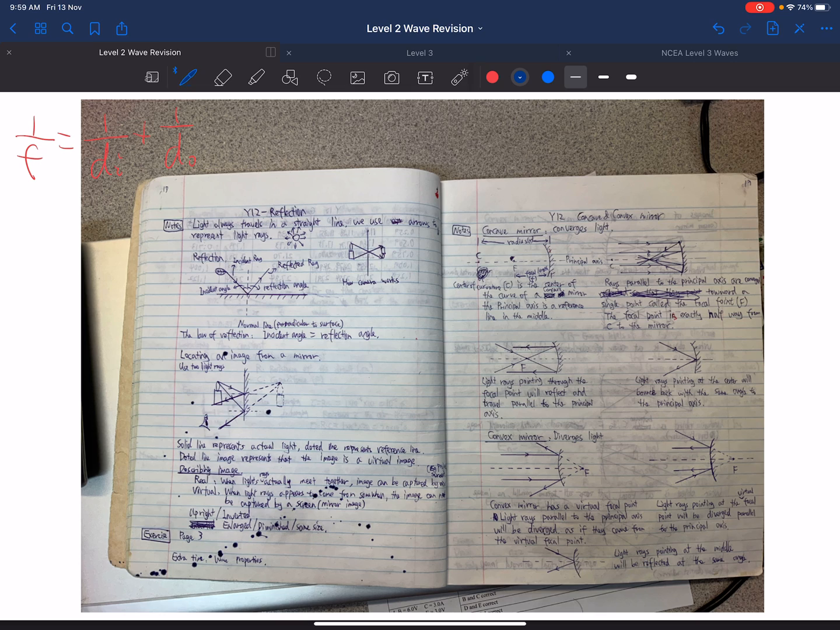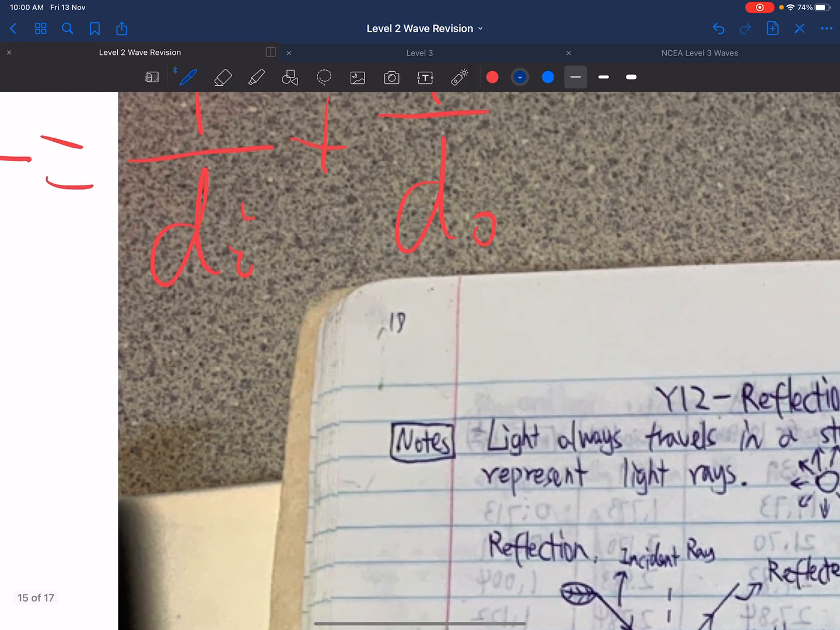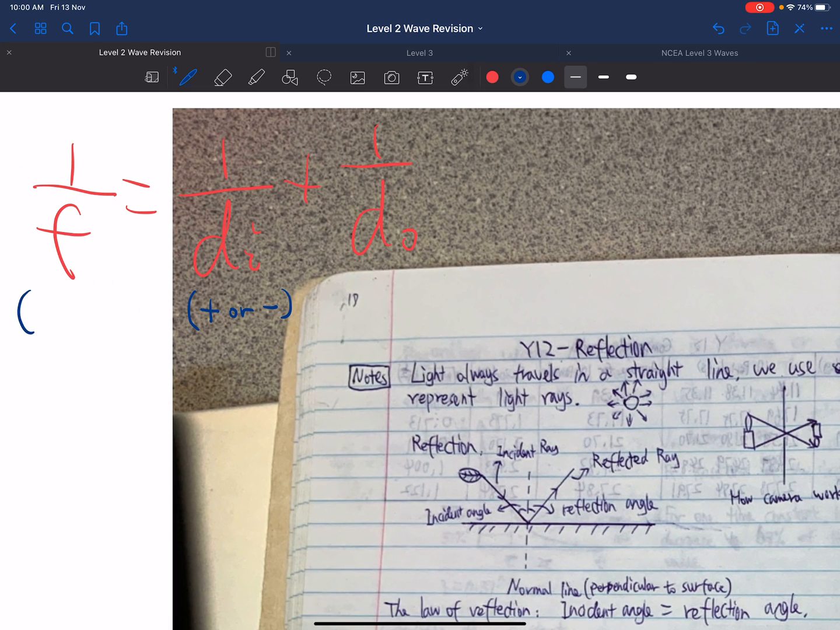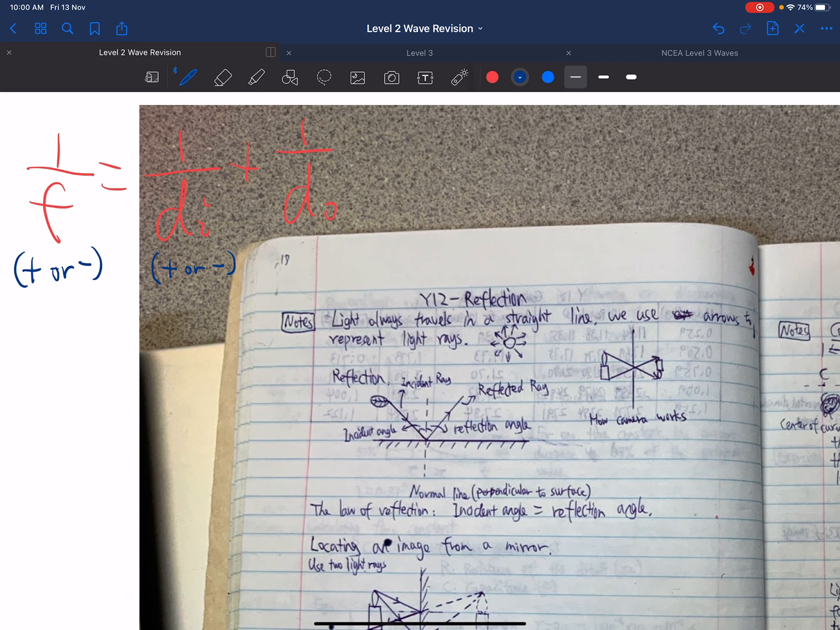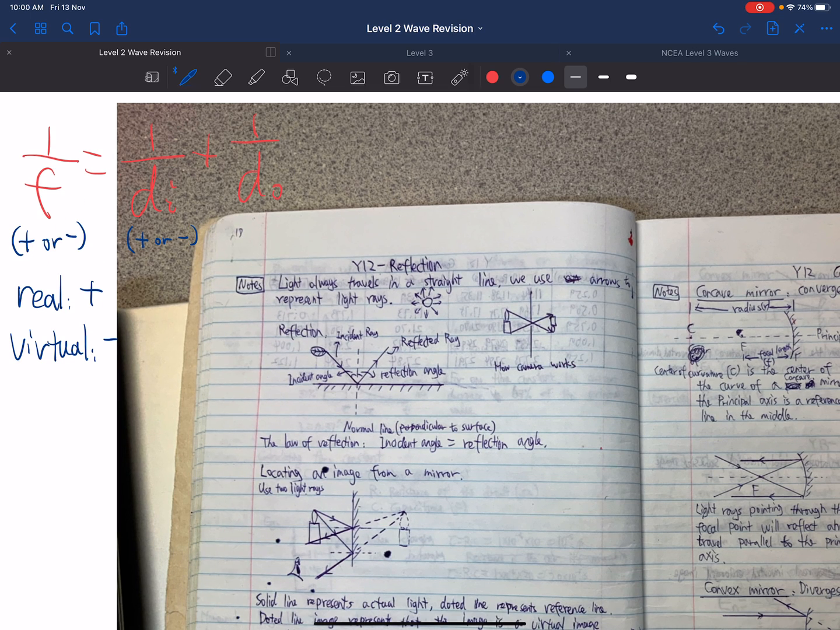So using your calculator, the key thing over here is this di could be positive or it could be negative. And this focal length could be positive or negative, right? And what is the rule? The rule: if it's real, it's positive. If it's virtual, it's going to be negative. Does it make sense?